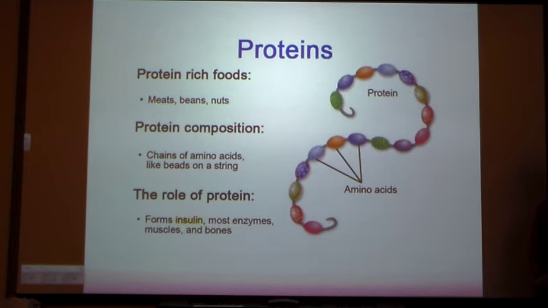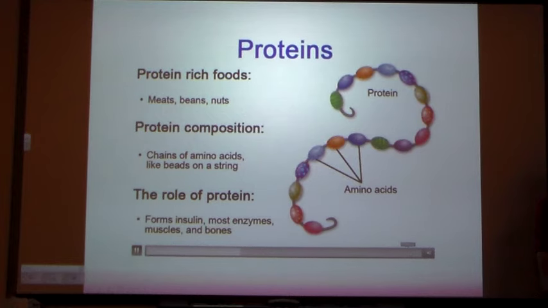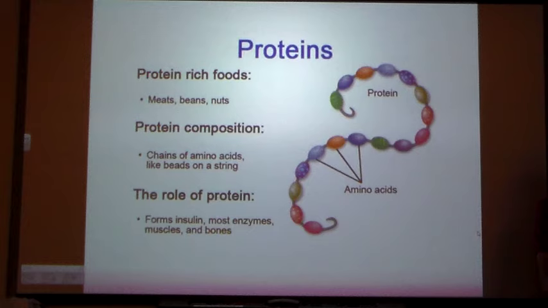Do you remember the hormone insulin? Insulin's a protein. Most enzymes are made of protein. Your muscles are made of protein. Even your bones and teeth are made largely of protein. That's why proteins tend to get so much attention, and they're very important to our health.